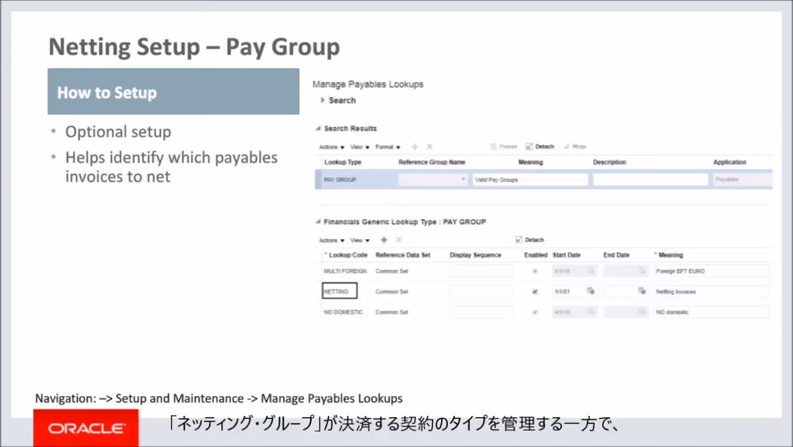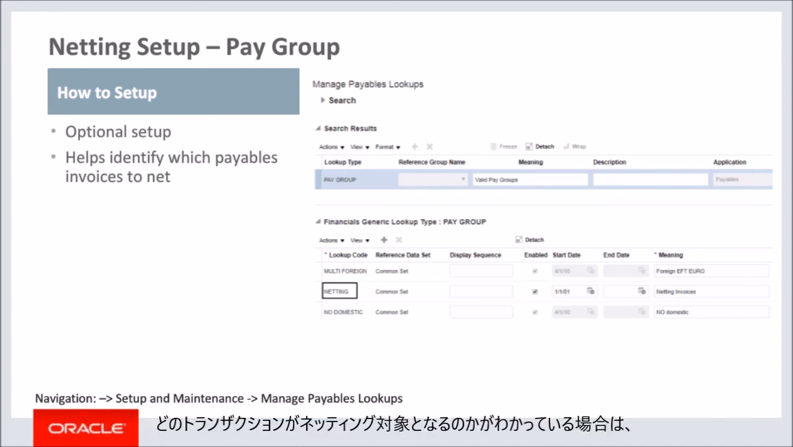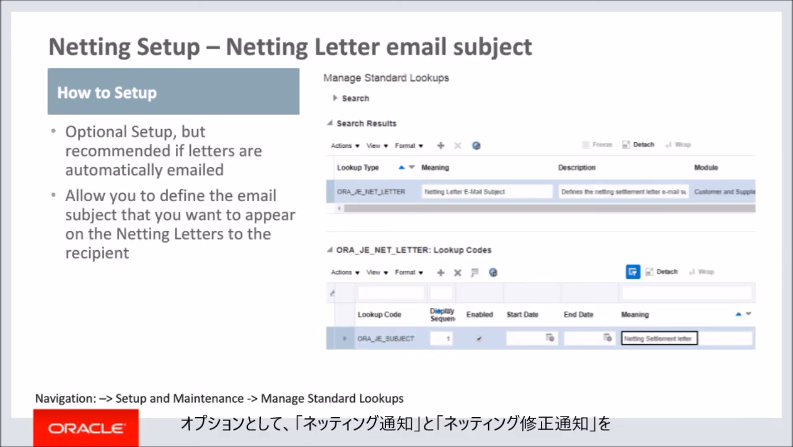Whilst the netting groups control the types of agreements to settle, the pay group functionality can help control the types of payables transactions to select when building a netting settlement. If, for example, you know which transactions are eligible for netting when the transactions are entered, either manually, spreadsheet import, or invoice imaging, the payables invoices can be created with a predefined pay group that can be assigned to your agreement. The netting letter and netting reversal letter can be optionally emailed to the third party.